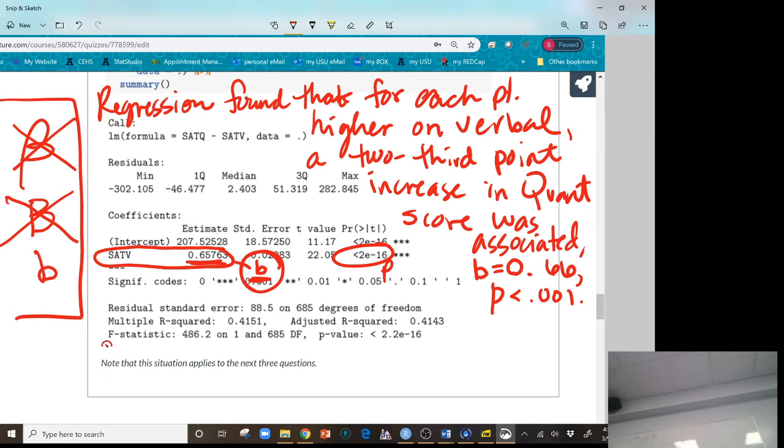The wording was just awkward, and that's why I don't have this auto-graded, because I want to read what you wrote and write something back to you. Okay? So this is how much the y variable, the rise, changes for a run of 1. So if someone has an essay verbal that's 10 points higher, then their quant is going to go up 10 times this. So that would be 6.6 points higher.